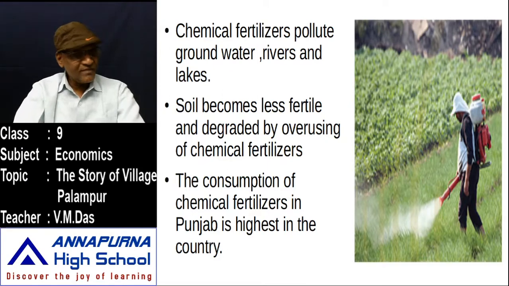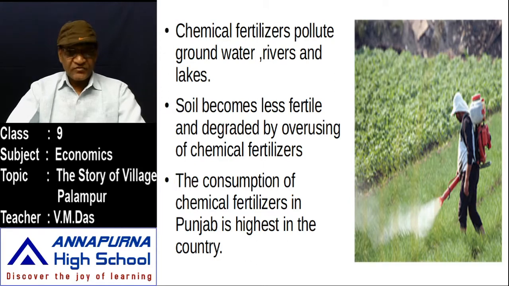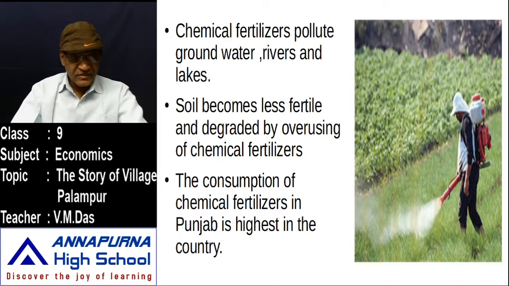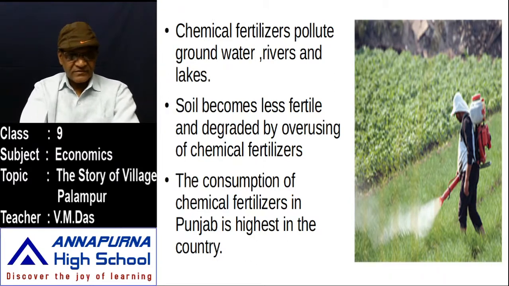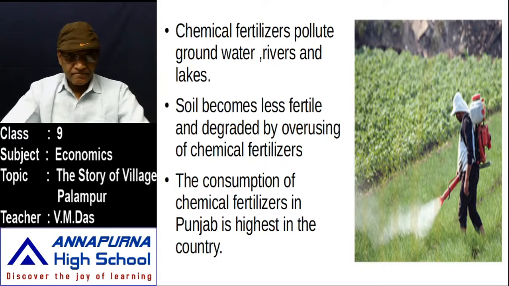Then the consumption of chemical fertilizers in Punjab is the highest in the country. The state of Punjab occupies the first place in using modern chemical fertilizers. That was the first state to use the highest amount of fertilizers. So the consumption of chemical fertilizers in Punjab is the highest in the country, my dears.